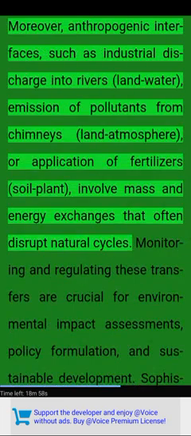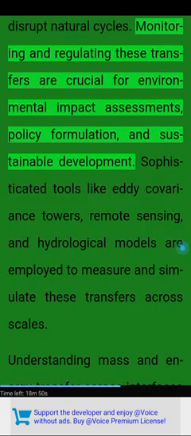Moreover, anthropogenic interfaces, such as industrial discharge into rivers, land-water emission of pollutants from chimneys, land-atmosphere, or application of fertilizers, soil-plant, involve mass and energy exchanges that often disrupt natural cycles. Monitoring and regulating these transfers are crucial for environmental impact assessments, policy formulation, and sustainable development.